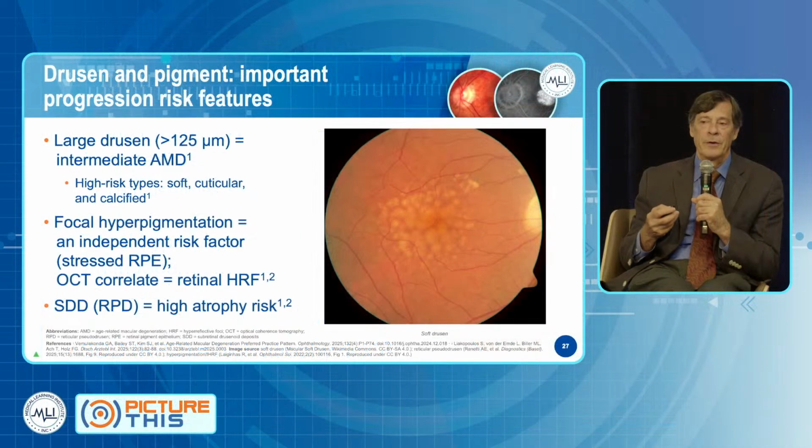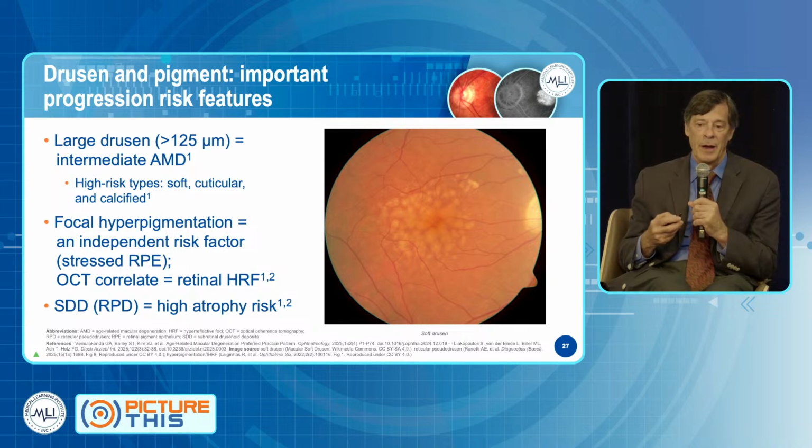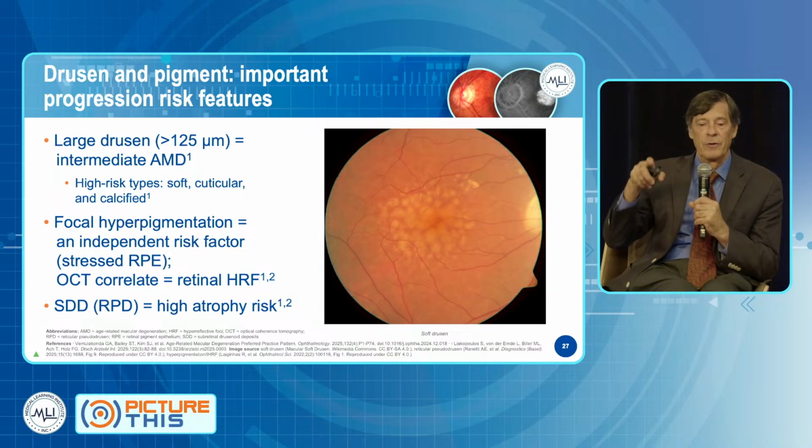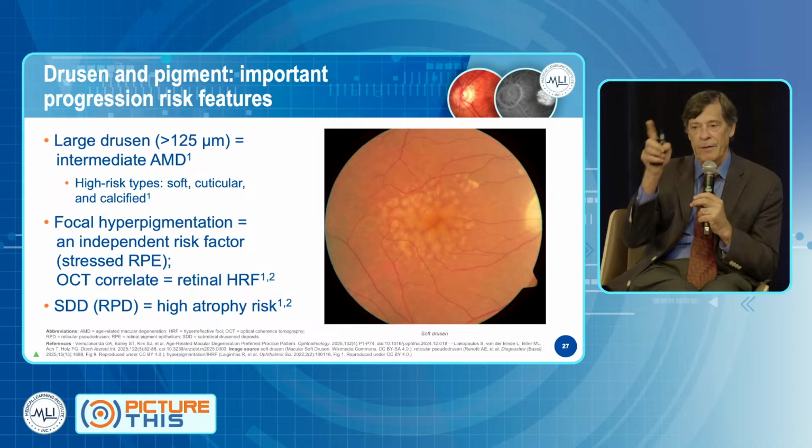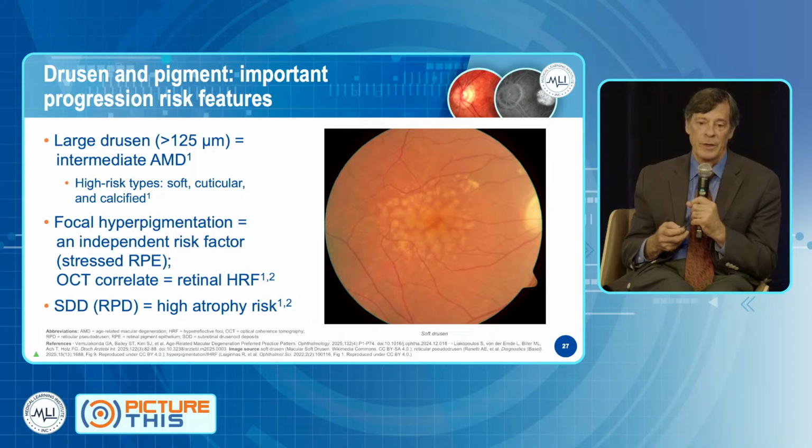And there are different types of drusen that put the patient at higher risk particularly. So what you're looking at, these large, soft confluent drusen are a high risk, but also there are cuticular drusen, which have this sort of sawtooth appearance, and there are nodular or calcific drusen that look hollowed out. And these types put the patient at higher risk.